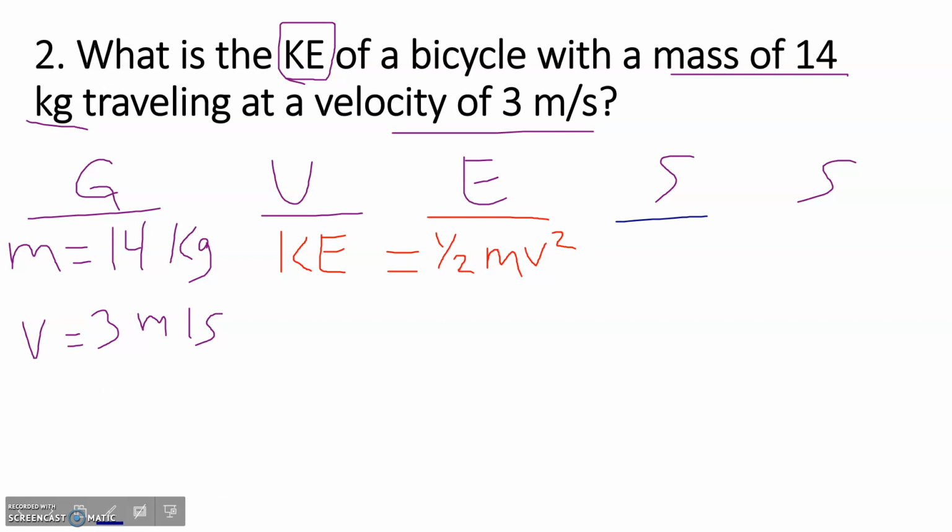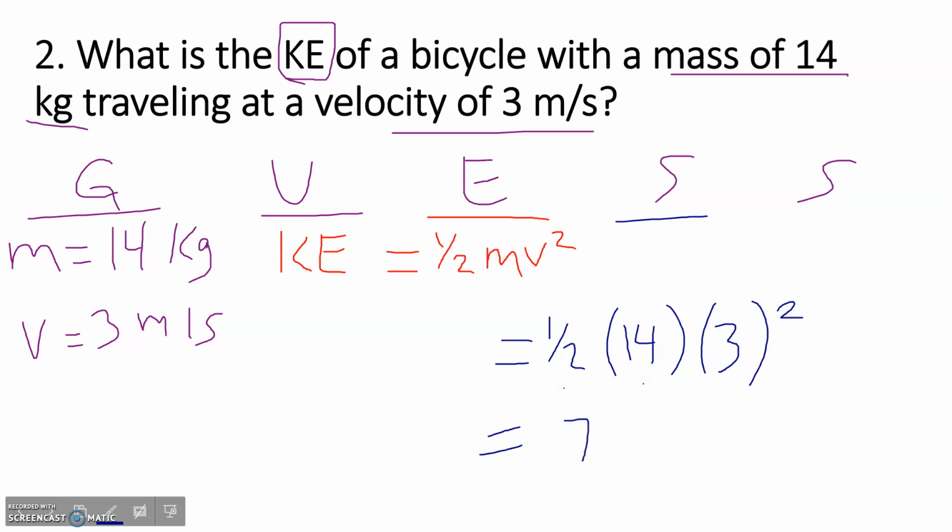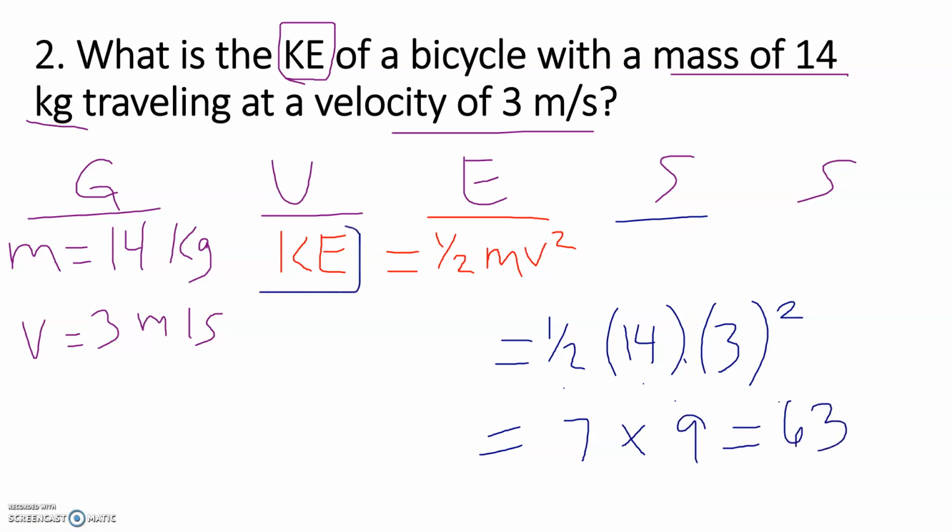All right, so now we can substitute. So we go down here so I have more room. So we have 1/2 times the mass. The mass was 14 times the velocity squared. The velocity was 3, and we are going to square only the 3. Let's simplify. So if we do 1/2 times 14, half of 14 is 7, times 3 squared, that is going to be 9. So 7 times 9 is 63. And we were finding the kinetic energy.